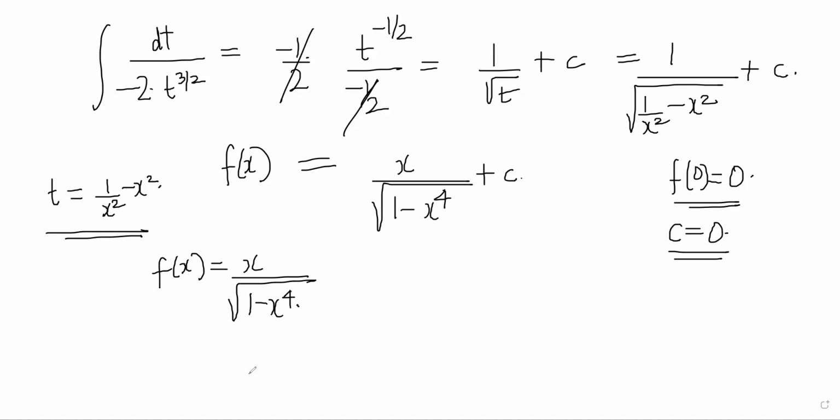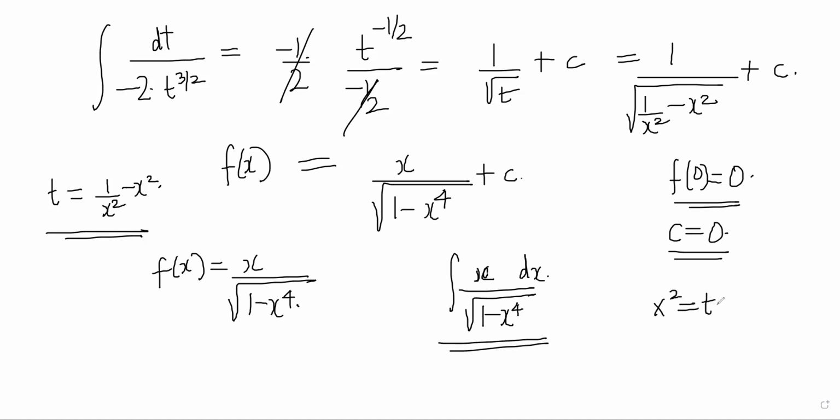And in the problem, they wanted us to find integral of f of x dx because that is your g of x, right? So I have to integrate this now: x by root over (1 minus x power 4) dx. This is a pretty easy integral because I can take x square as t and I can write the top part as dt by 2 and the denominator is root of (1 minus t square). So that is a sine inverse t integral, right?